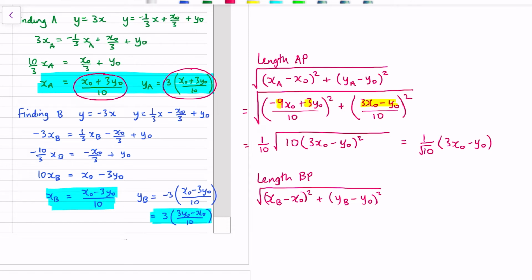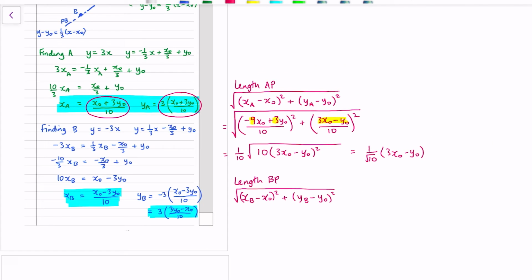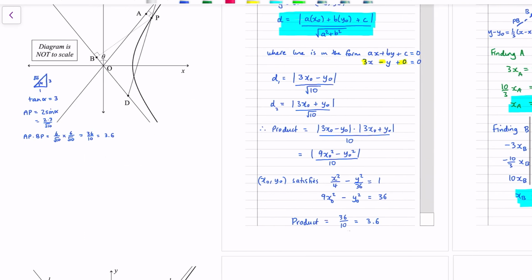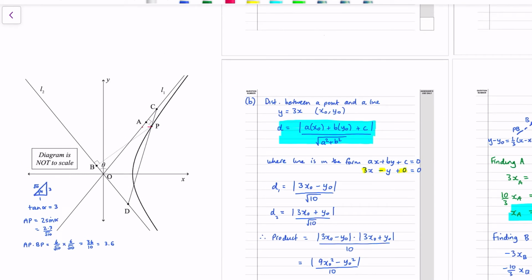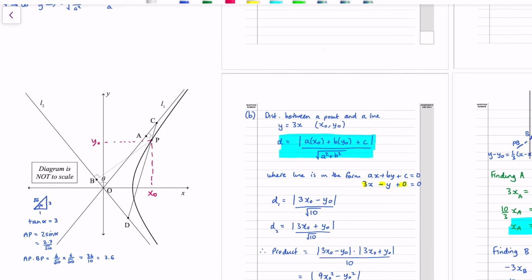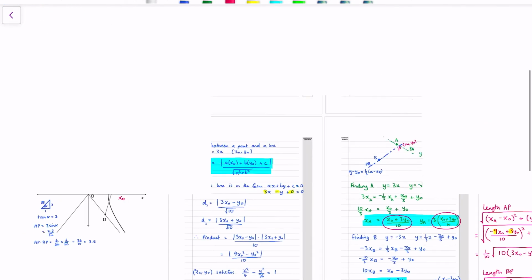And it's important to note that y naught, if I look back at the diagram, has a height y naught, and it's at the position x naught, and 3x naught will be this point here, because the line is y equals 3x, and if I sub x naught into it, I get 3 lots of that. So 3x naught is bigger than y naught.